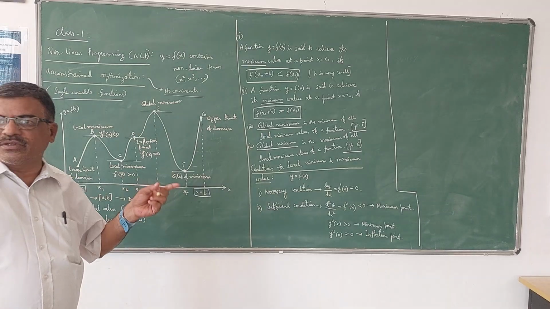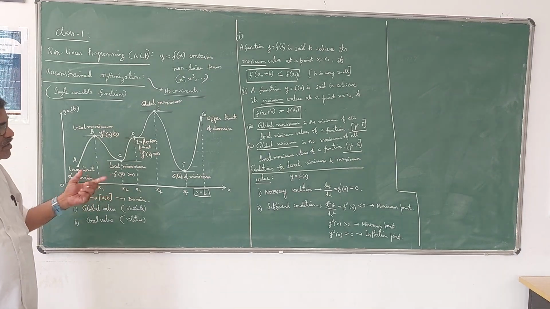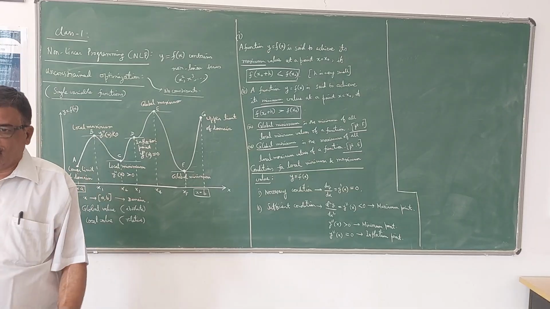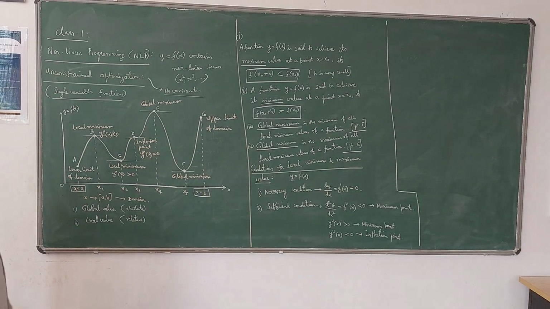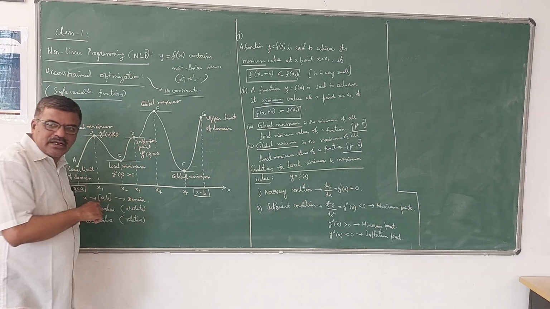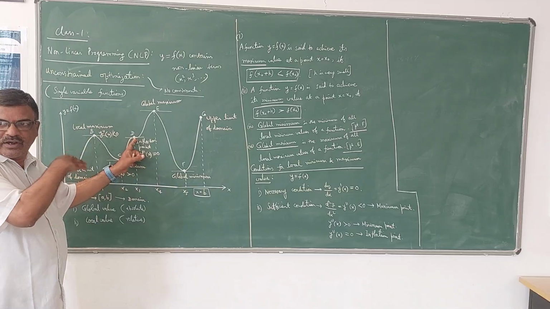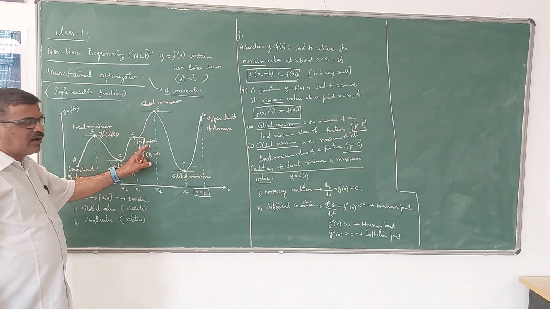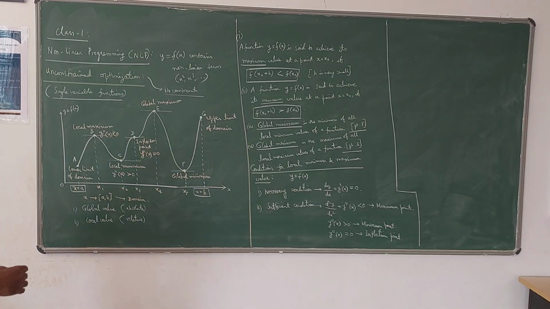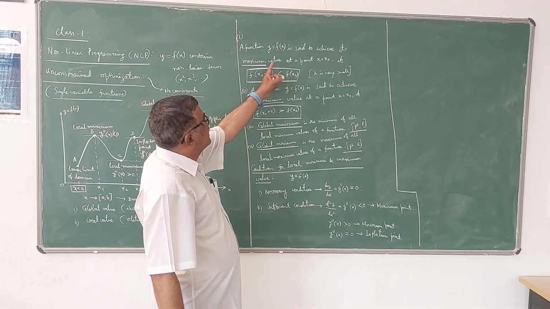Other minimum values and other maximum values are local minimum and local maximum values. This is how we can judge the local and global minimum values. And at some point, as I already told, there may not be any increase or decrease of f of x near that point, left or right of that point. That point is called an inflection point.